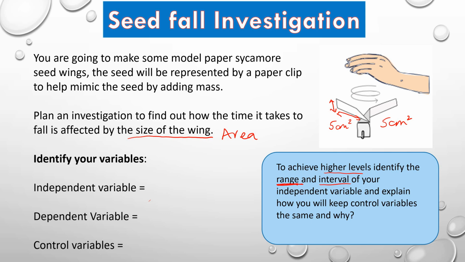If you repeat it with the same size wing and you get two really different results, we might say that one of those results could be an anomalous result. An anomalous result is a result that is a little bit odd, unusual, it looks different. It's either higher or lower than the others. So you can, by all means, repeat the results if you think that you've got any anomalous results.